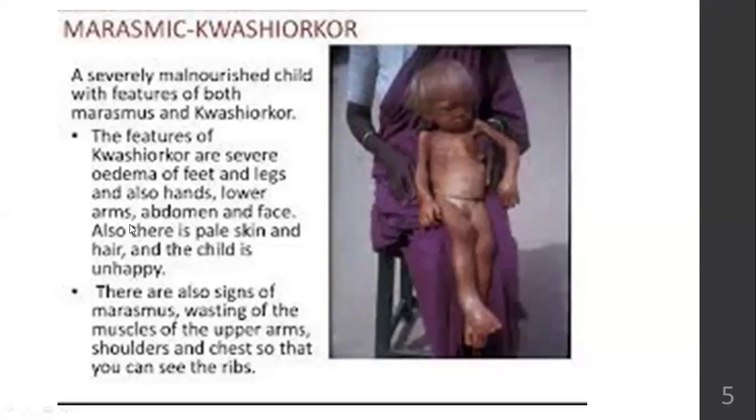The features of kwashiorkor are seen in feet, legs, also hands, lower arms, abdomen, even in the face you find moon face. Along with that you also find indents, that is of marasmus. The child is very unhappy, not excited or energetic.